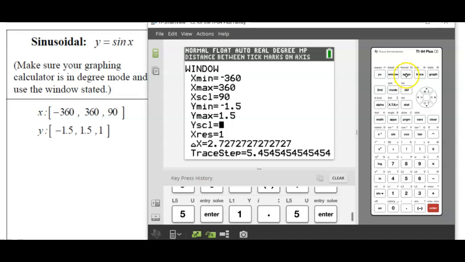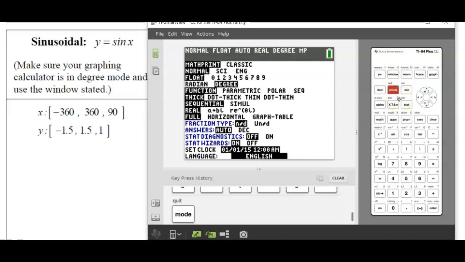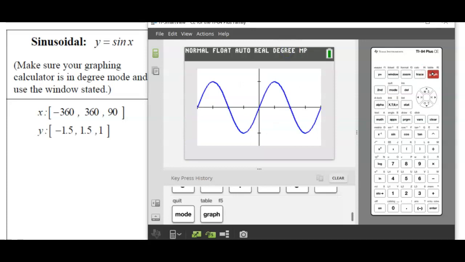Okay, now I'm going to go to mode and go down to the third one, make sure it's in degree. Okay, if it's not, change it to degree. Okay, and then press graph. Okay, that's a sinusoidal function. That's your basic sine graph, y equals sine of x. Okay, it's a wave function, sometimes we call it. So properties are that it's cyclical, it repeats, it does have maximums, it does have minimums. Okay, so the range is restricted, but the domain is any real number.